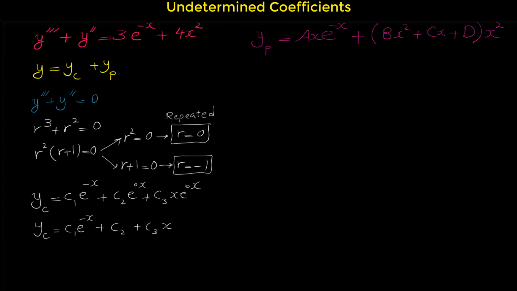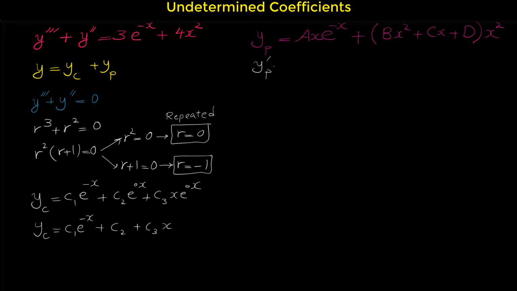Now that we have the general form of our particular solution, we can find a, b, c, d by finding the second and third derivative of this and substituting here and setting coefficients equal to each other. Let us start.